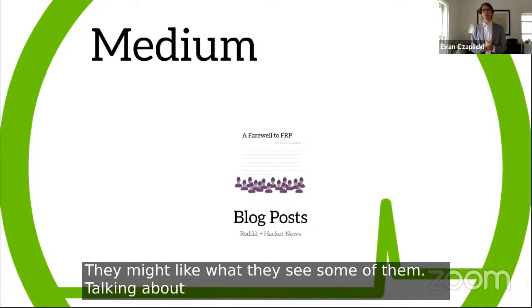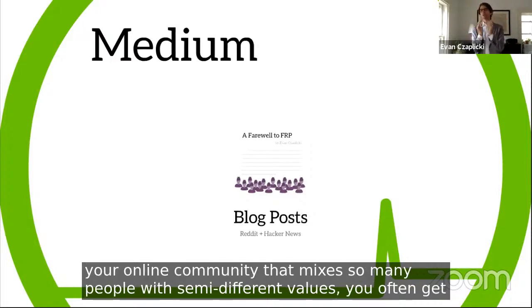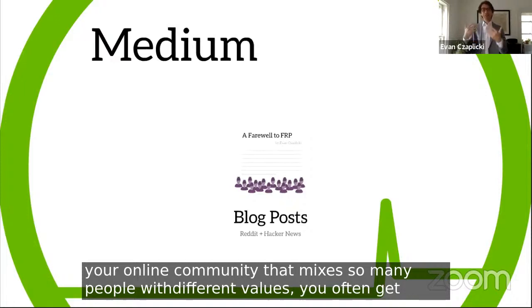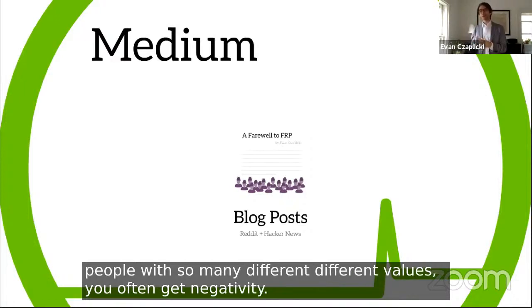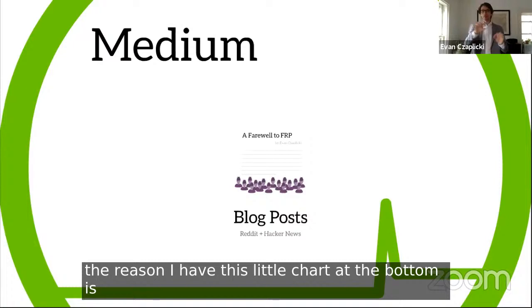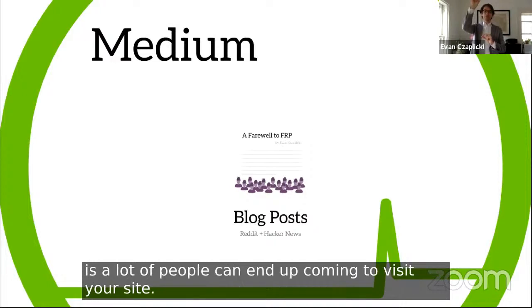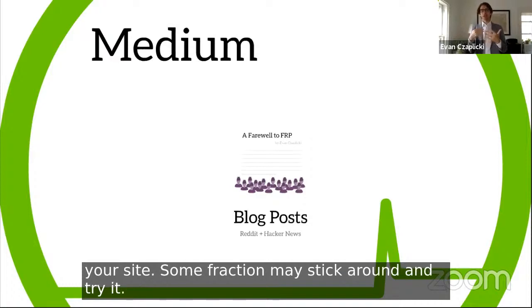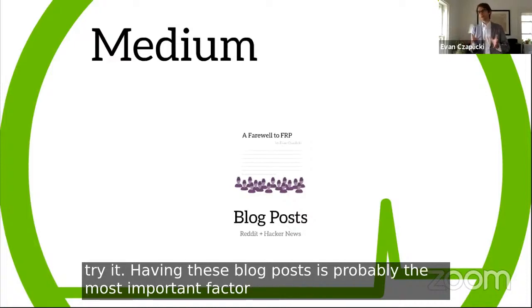I did a talk a while ago called The Hard Parts of Open Source, about how in an online community that mixes so many different people with so many different values, you often get some negativity as well. But there's nowhere else like it. The reason I have this little chart at the bottom is that when you have a blog post, a lot of people can end up coming to visit your site, and some fraction of them may stick around and try it out. So having these blog posts is, I think, probably the most important factor in the early uptake of Elm.